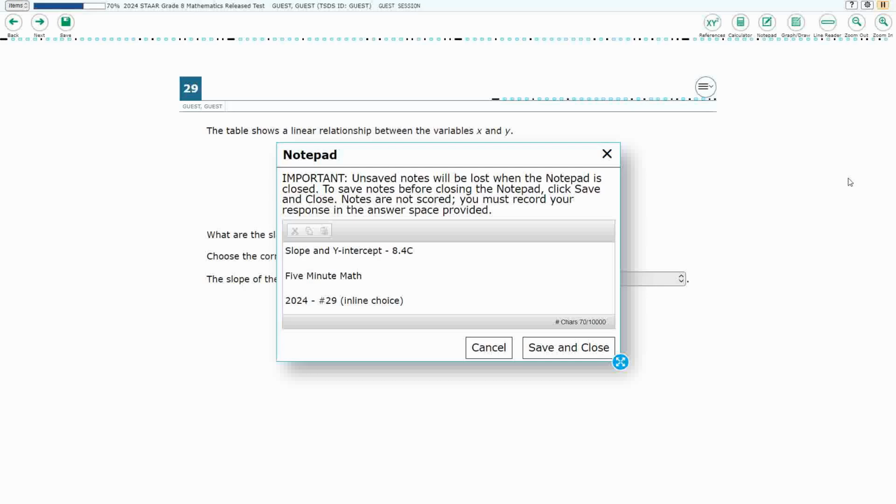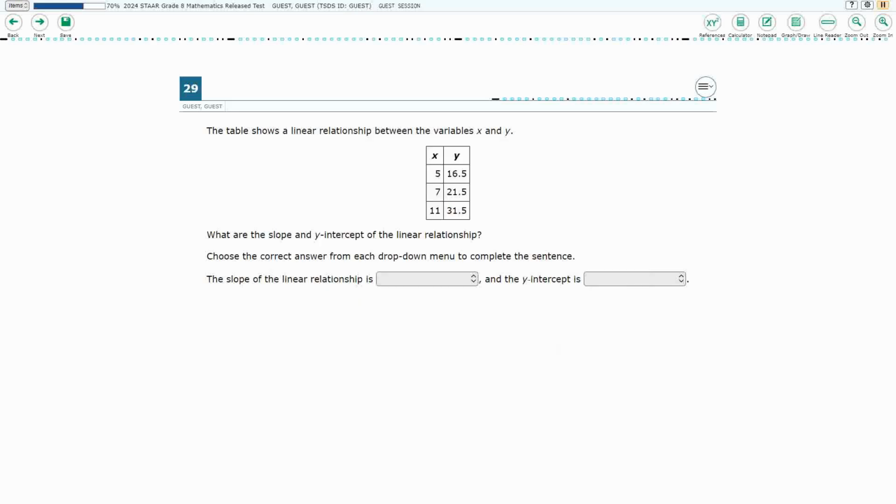Today we are looking at the 8th grade concept of slope and y-intercept. This is standard 8.4C in the great state of Texas, and we are using item number 29 of the 2024 released STAAR test. This is a new item type called inline choice, and if you haven't done so already, please go ahead and take a moment to pause the video, work this problem out on your own, unpause it, and we will look at our answers together.